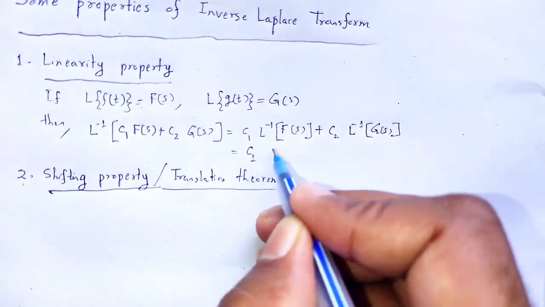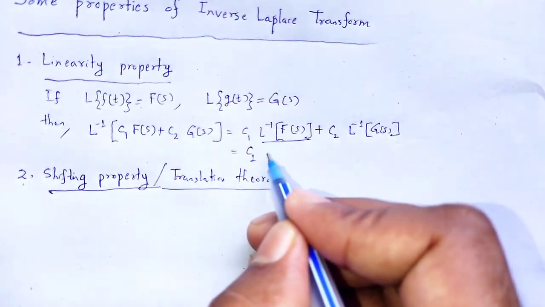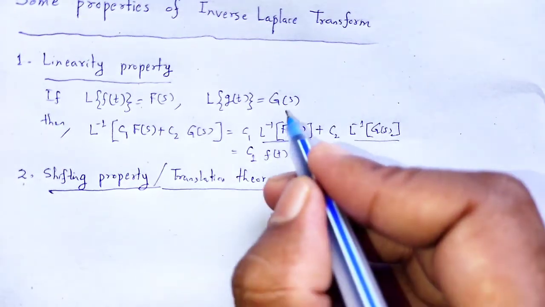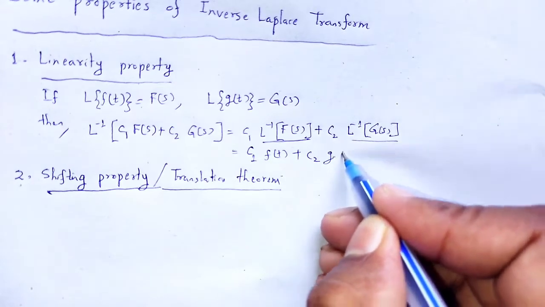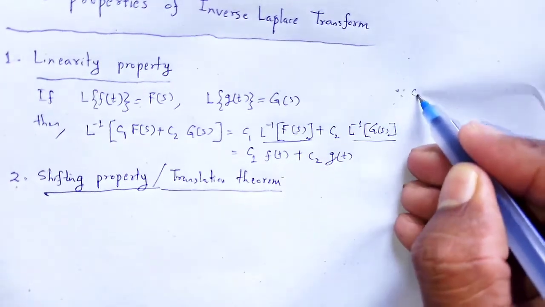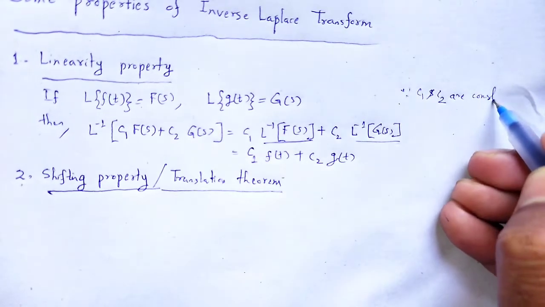whereas c1 times the inverse Laplace transform of F of s is equal to f of t, plus c2 times the inverse Laplace transform of G of s is equal to g of t. Here we assume c1 and c2 are constants.